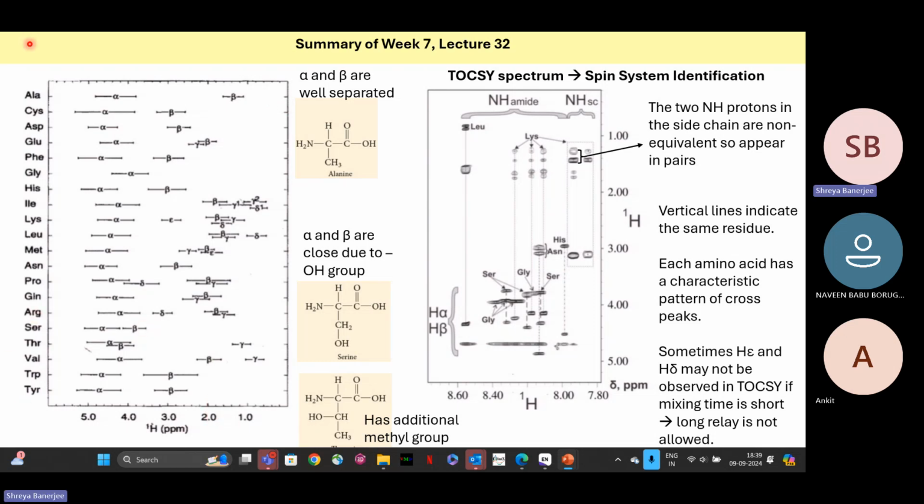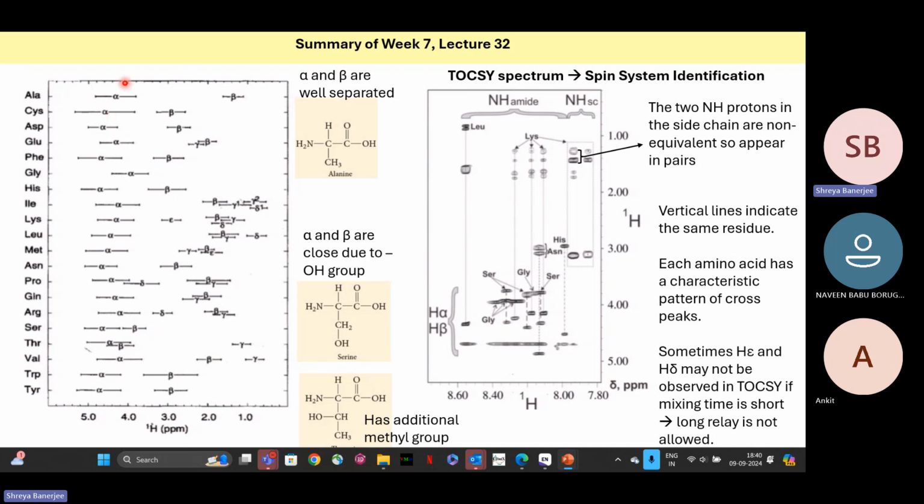So you have the 20 amino acids. You can see that the H alpha of most of the amino acids lie around 5.4 to around 4. So that is where the H alpha lies. Then more upfield, you can have the H beta and so on. Of course, there are certain exceptions to this depending on where the polar group is attached. So we look at alanine, which is the first one. You can see alpha and beta chemical shifts are well separated.